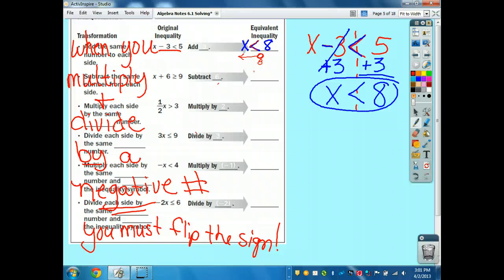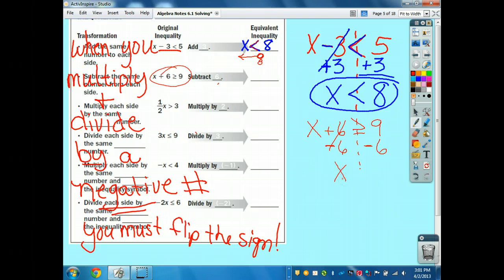All right, let's do the next one. X plus 6 is greater than or equal to 9. What do I have to do to both sides? Negative 6 to both sides. Okay, so minus 6 to both sides. So I've got a negative 6, negative 6. So x, do I have to flip the sign?